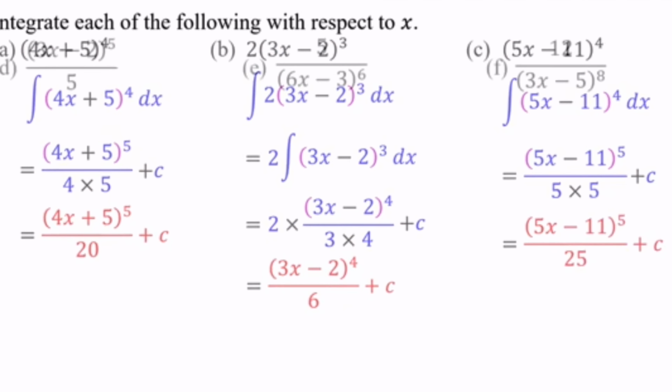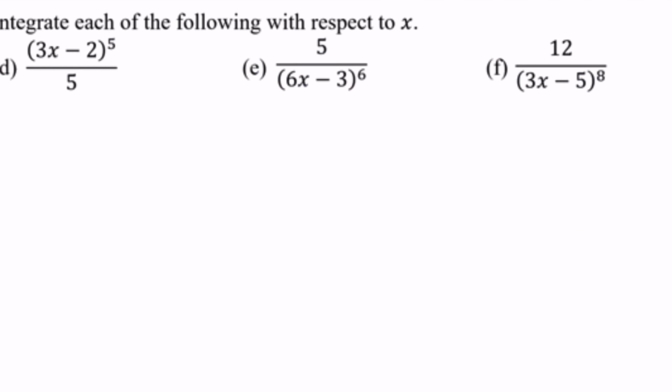If you keep on practicing, this exercise will be easy for you. So integrate each of the following with respect to x. Let's do it together. (3x − 2) to the power of 5 over 5. We are going to integrate this one by using integration by substitution. So we have D, E, and F. Let's do it now. Integrate (3x − 2) to the power of 5 divided by 5 dx.